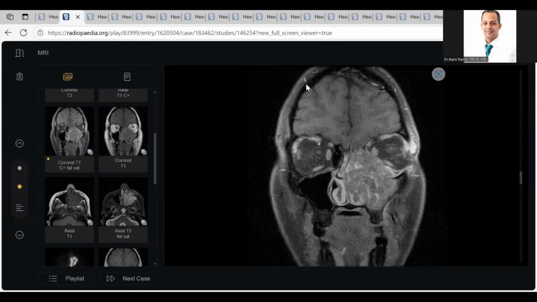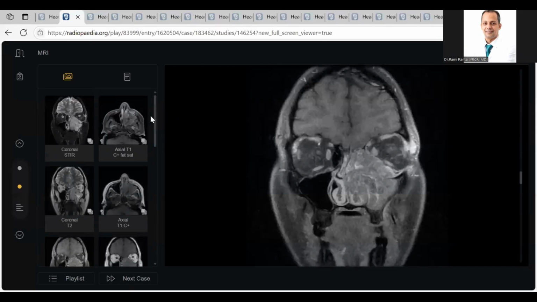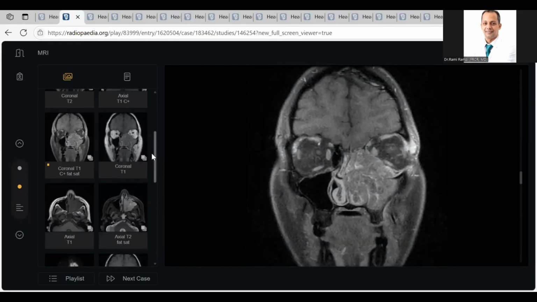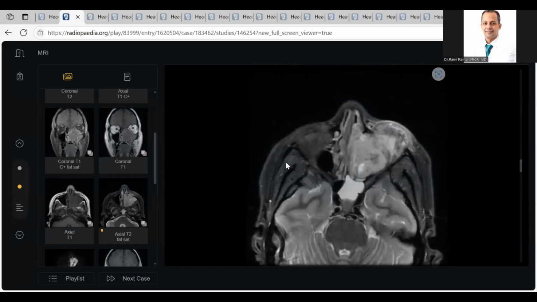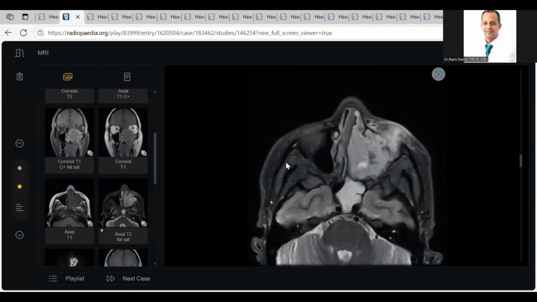Other differential may be invasive sinusitis, invasive fungal sinusitis. What is against, doctor, what is against invasive sinusitis here? High density. It should be high density on CT. What else? Here in MRI, what is against? It should be low signal. In which sequence?